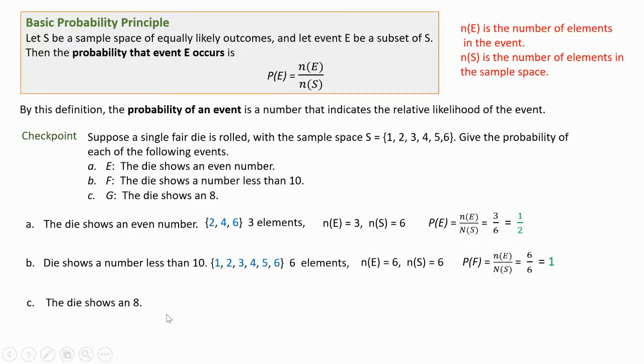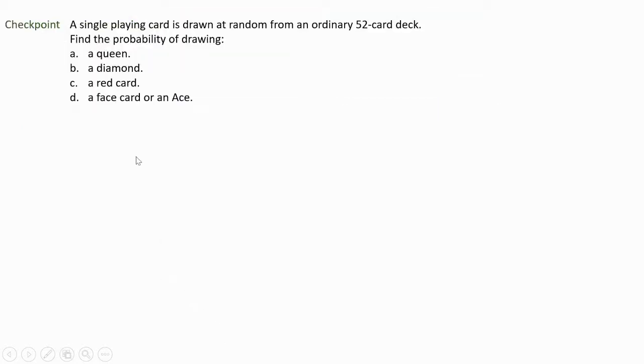The die shows an 8, right? So there's no elements that have an 8. So it's going to be 0 over 6, because there's no way you can get an 8. That's how we do the probabilities. Okay, now. Also, guys, a single playing card.